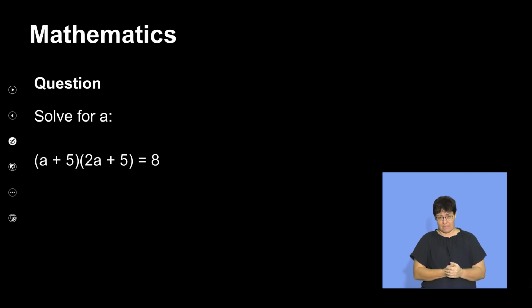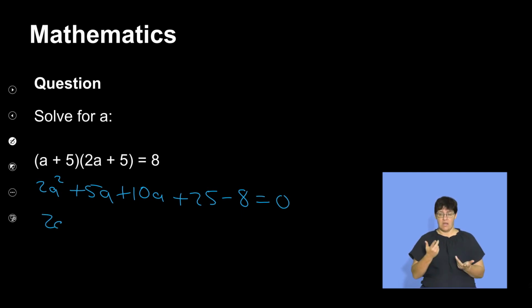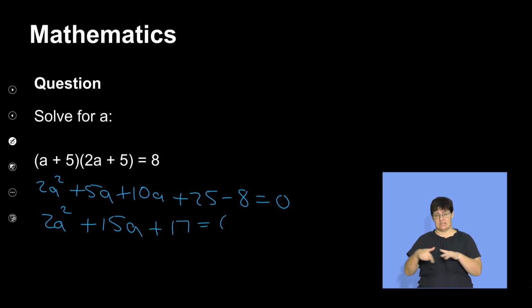Even with this one, you definitely need to make sure the 8 goes to the other side. So it becomes 2a squared plus 5a plus 10a plus 25 minus 8 equal to 0, right? And then you simplify this, it becomes 2a squared. The 5a and the 10a will definitely give me plus 15a. And then the 25 minus 8 there will give me plus 17 equal to 0.